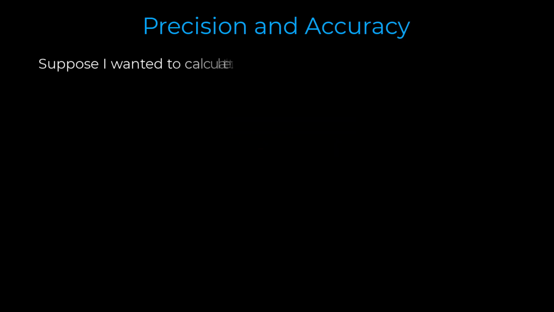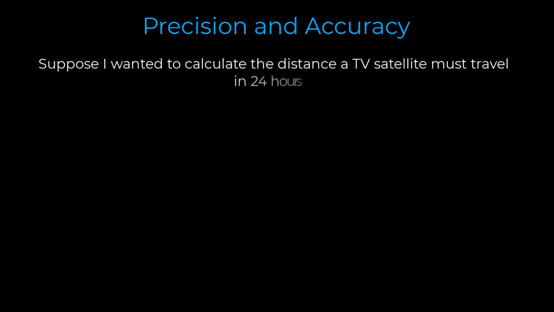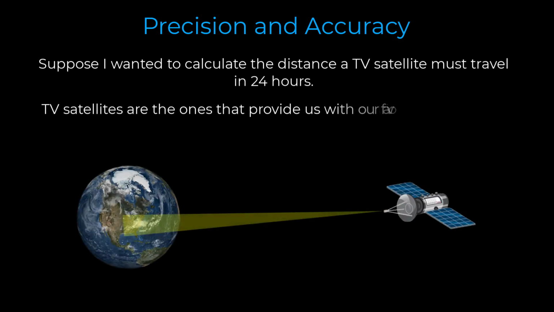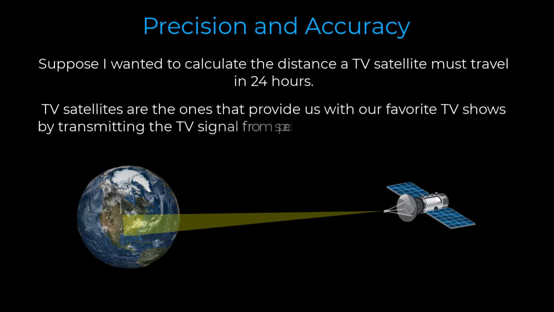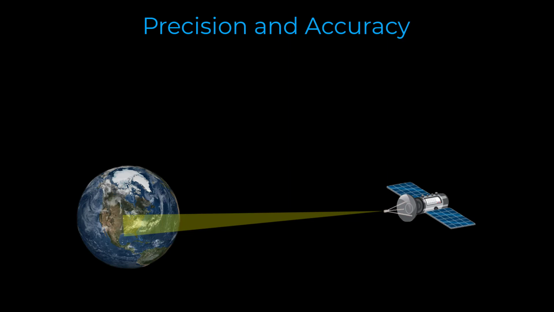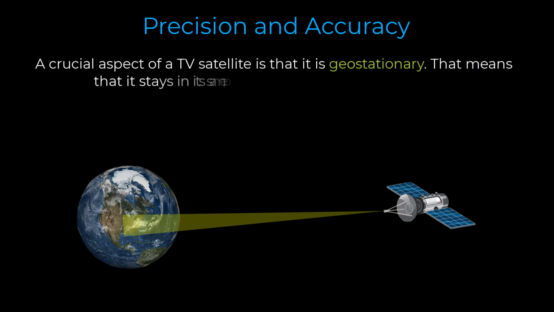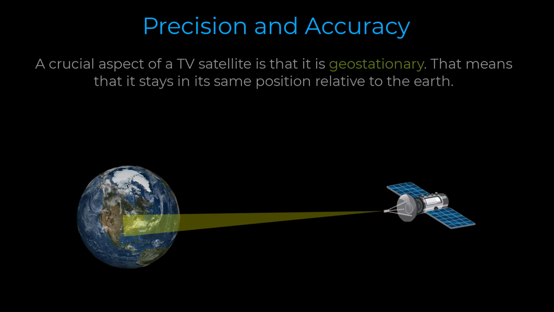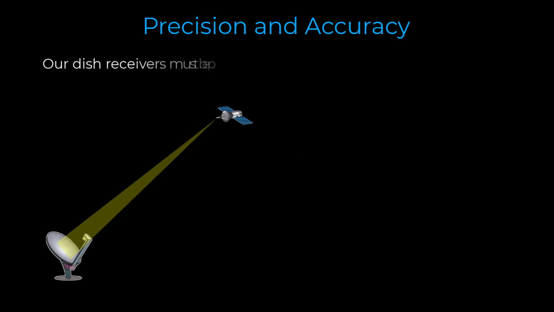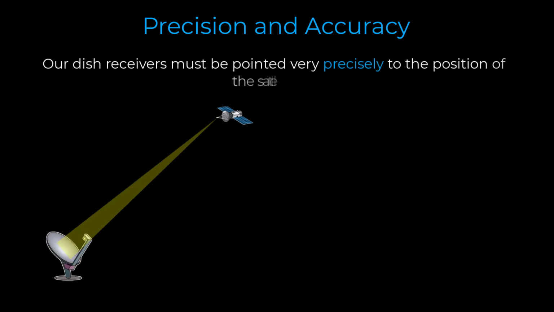Suppose I wanted to calculate the distance a TV satellite must travel in 24 hours. TV satellites are the ones that provide us with our favorite TV shows by transmitting the TV signal from space down to our dish receivers. A crucial aspect of a TV satellite is that it is geostationary. That means that it stays in its same position relative to the Earth. Our dish receivers must be pointed very precisely to the position of the satellite.